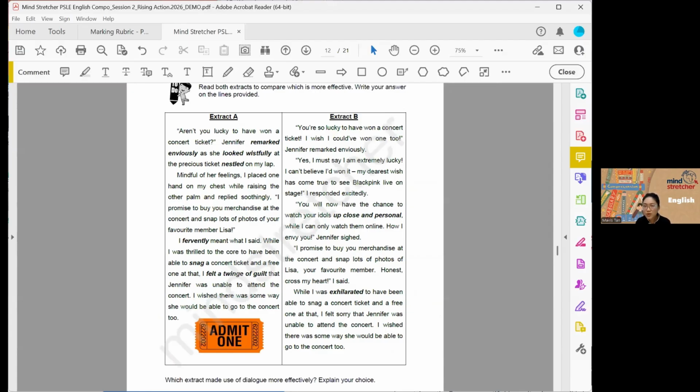And then you tell me which one used dialogue more effectively. If you think A is more effective, you type A. If you think B is more effective at using the technique of dialogue, you put B.